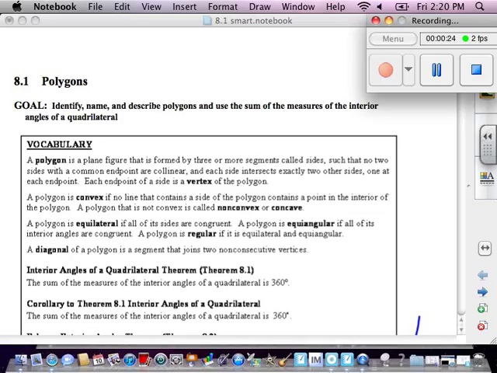A polygon is convex if no line that contains a side of the polygon contains a point in the interior of the polygon. A polygon that is not convex is called non-convex or concave. A polygon is equilateral if all of its sides are congruent. A polygon is equiangular if all of its interior angles are congruent. A polygon is regular if it is equilateral and equiangular.